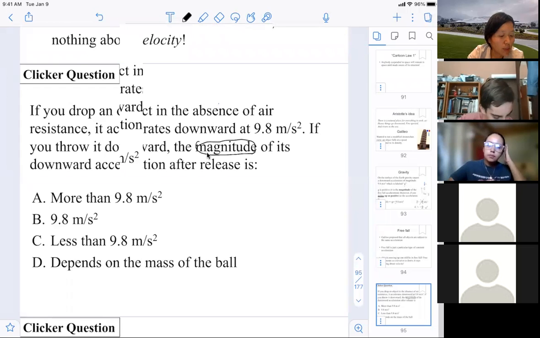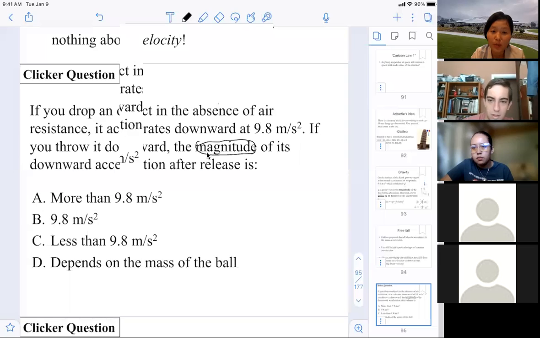Okay, so let me ask you guys this question. If you release an object and it falls to the ground, and if you throw an object and it falls to the ground, do you think they fall to the ground in the same amount of time, or does one reach the ground sooner than the other? All from the same height. So like dropping a baseball versus throwing a baseball from the same height.